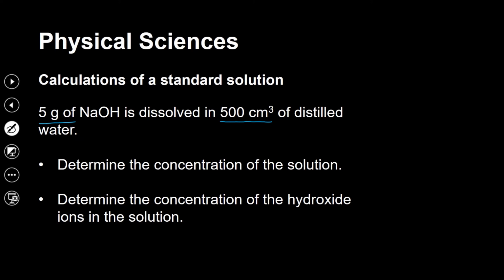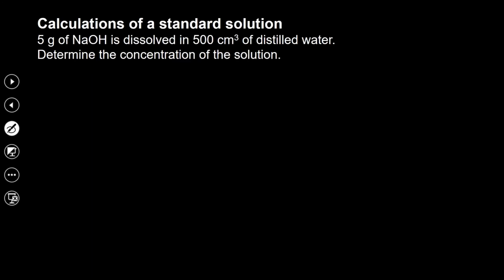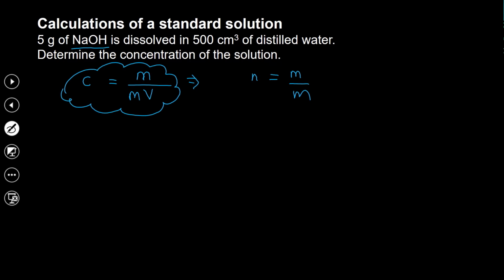Now, if you look at this example, for us to determine the concentration, we need to work out how many moles of substance there are, divided by the volume. First things first, we need to determine from the periodic table the molar mass of sodium hydroxide. So the moles of this substance is equal to the mass over the molar mass. This formula takes into account the fact that we would already have determined the moles.